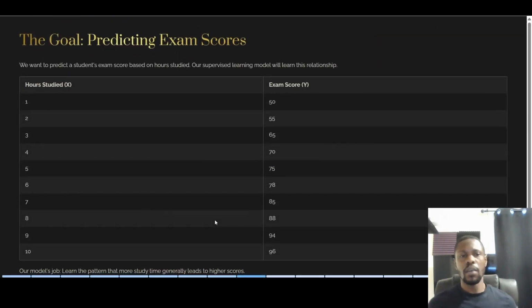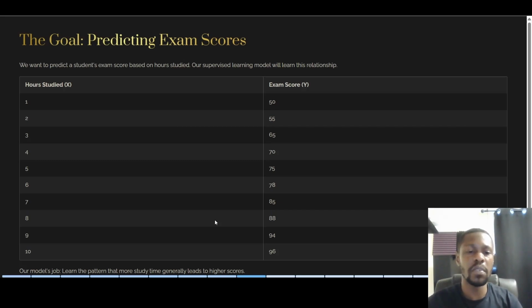Now, let's take an example where we have this goal. We want to predict exam scores. So of course this is going to be a regression model as opposed to a classification model. We want to predict a student's exam score, so this is dealing with numbers, right? So we're going to use a regression model. We want to predict a student's exam score based on the hours that they have studied. Our supervised learning model will learn this relationship: hours studied, this is the X, versus the exam score, Y.